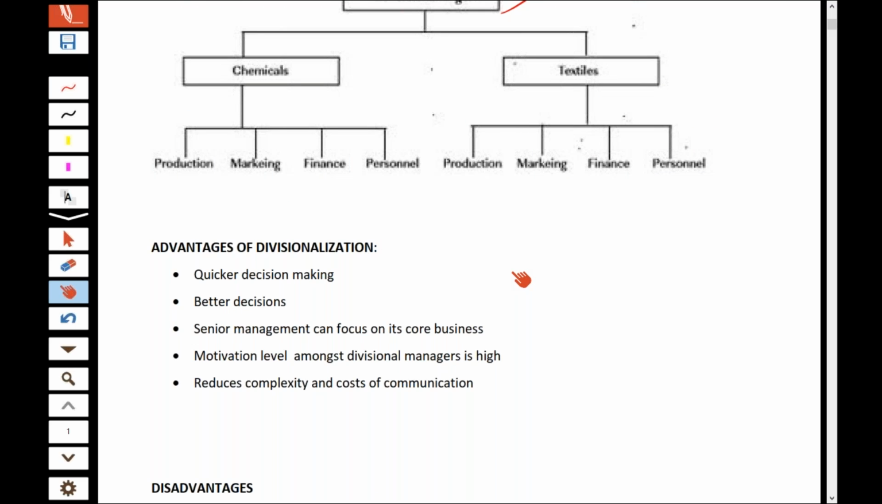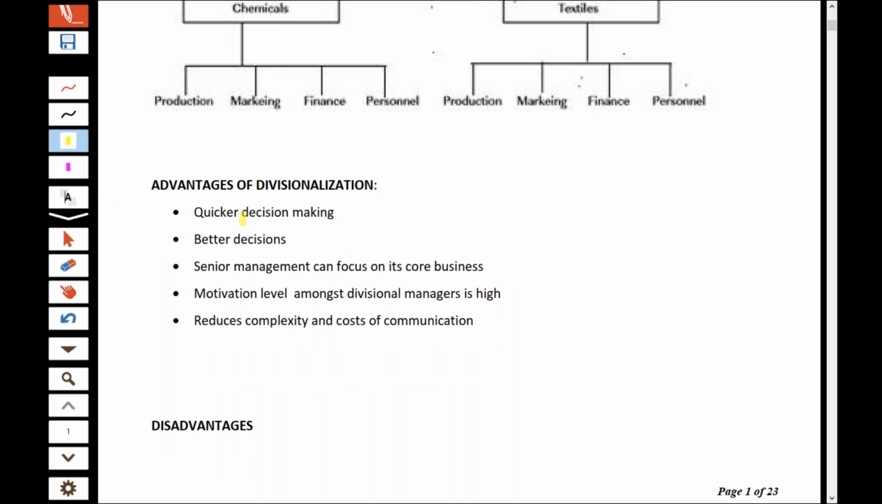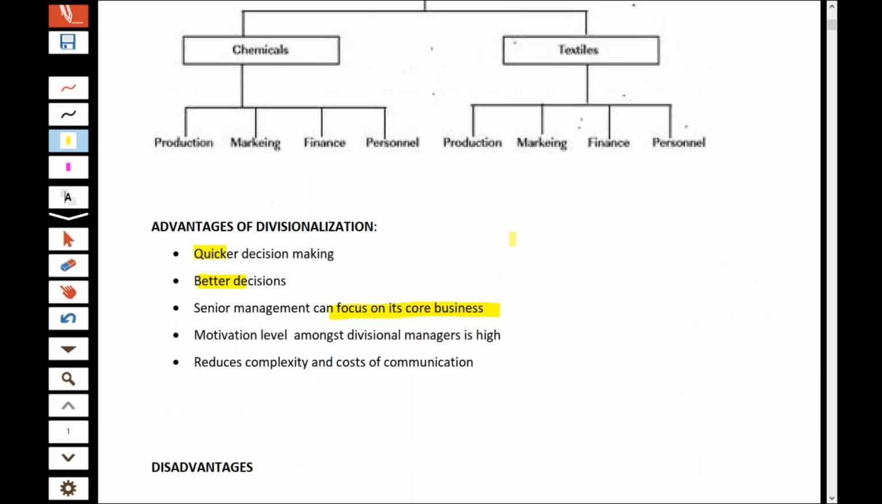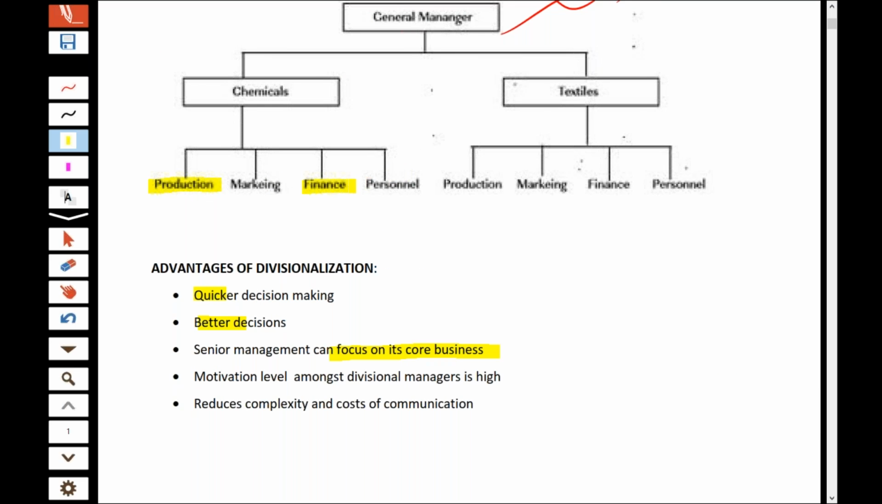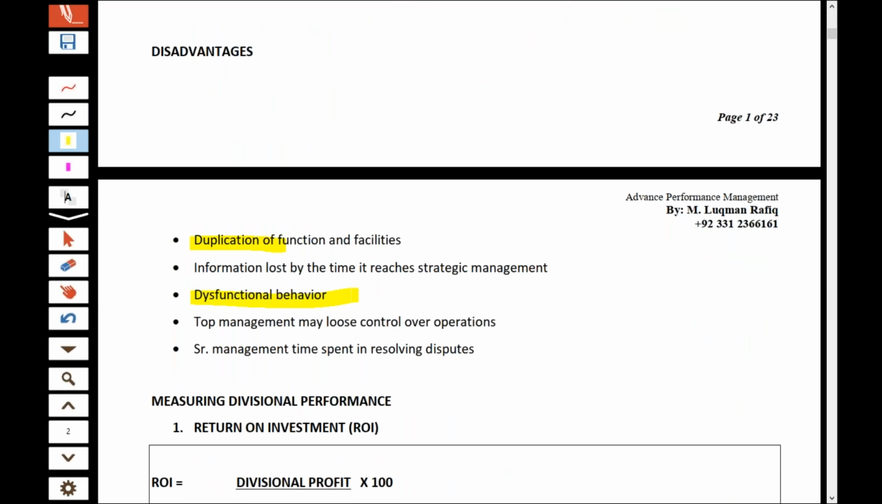There are multiple advantages and multiple disadvantages of divisionalization. One of the major advantages is quicker and better decision making, and also the senior management can focus on its core business. Amongst the disadvantages, there could be duplication of function, which obviously happens because you have got multiple production departments, multiple finance departments, and so on and so forth. There could be dysfunctional behavior, that is, the goals of the employees are not aligned.